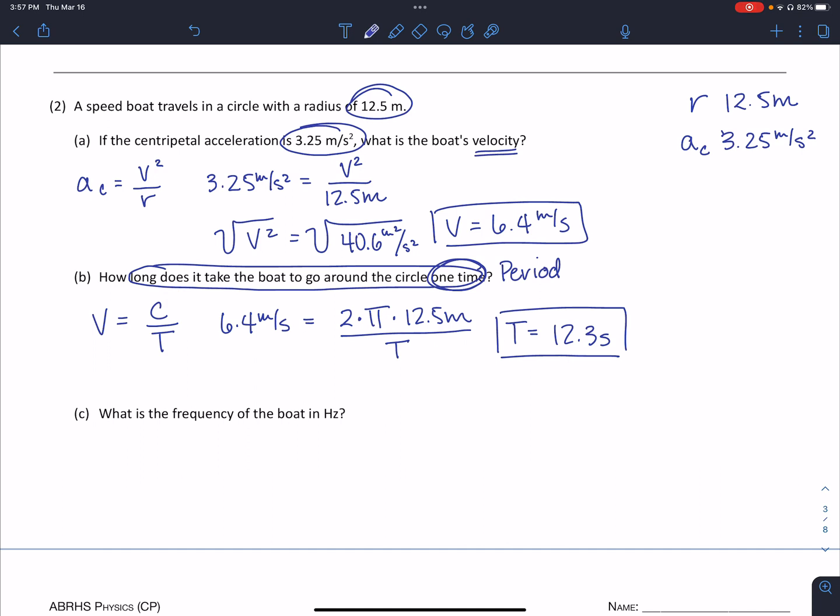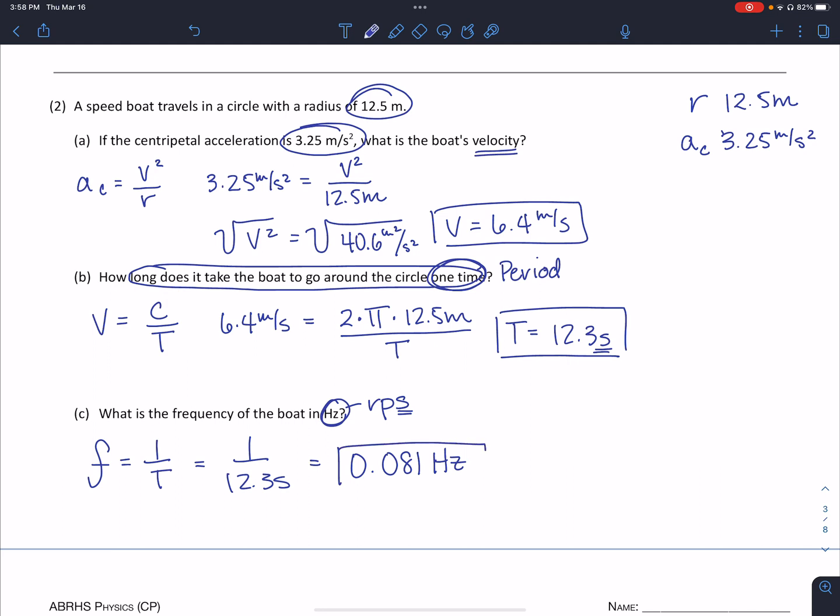And then finally, what is the frequency of this boat in hertz? Again, hertz is the same thing as a revolution per second. I have seconds already, so I don't do any unit changing. The frequency is equal to 1 over the period. So in this case, 1 over 12.3 seconds, that frequency is going to be 0.081 hertz. So I'm going to be able to move 0.081 part of the circle every second.